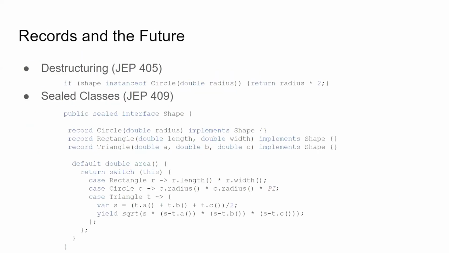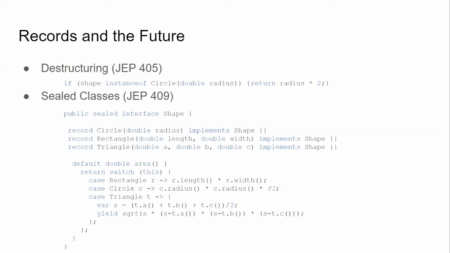Going forward, records are being developed as the Java language evolves. In JEP 405 and 409, we have previews of two new features of records that are coming to Java in the future. The first is in JEP 405, destructuring of a record using the instanceof pattern match that David was just talking about. So in this example, we have Circle, which has a field radius. This radius value is destructured and is able to be used in the block after the instanceof check.